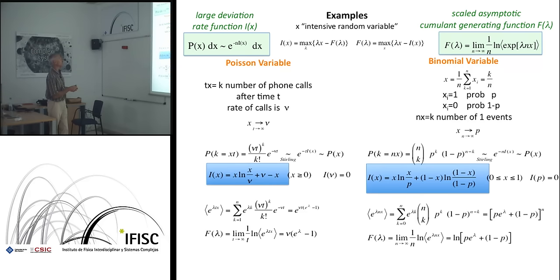But what is the probability to have k calls? This is a Poisson distribution. You know it: it's the average to the power k, exponential of minus the average, divided by k factorial.